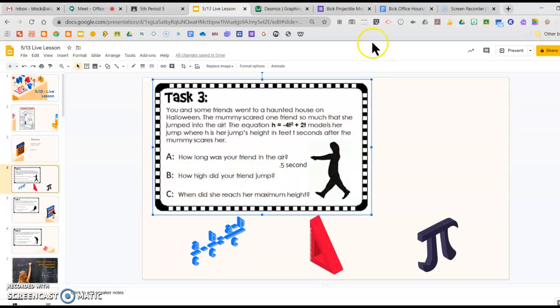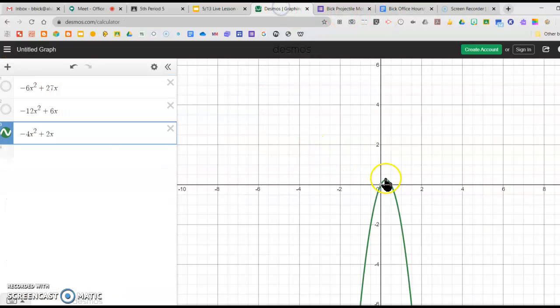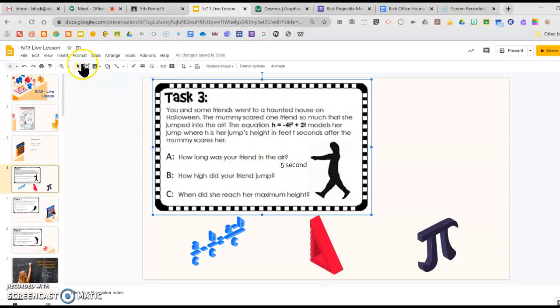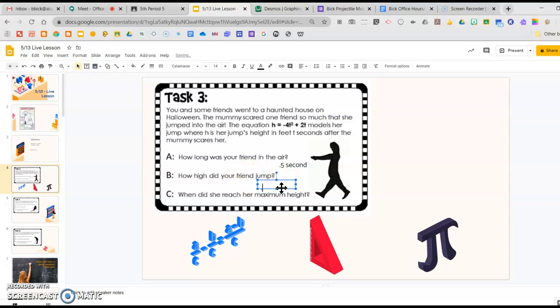How high did your friend jump at their highest point? So we're going to go back to the graph and we're going to click on our vertex, and the y value is height, so 1/4 of a foot because the question was in feet. So you can either put it as a fraction or as a decimal. It does not matter to me.